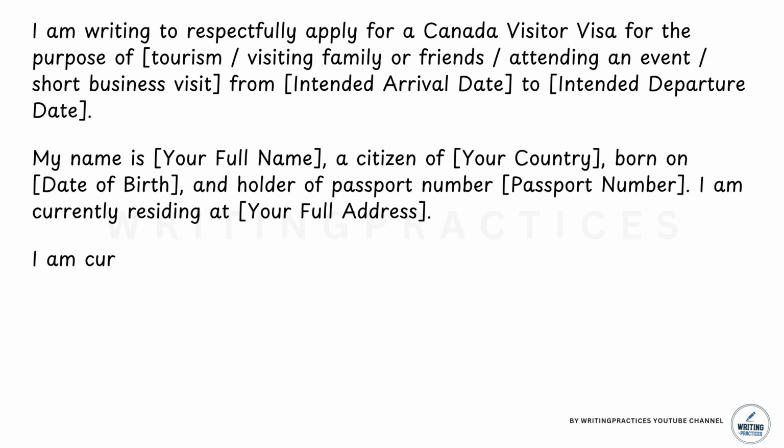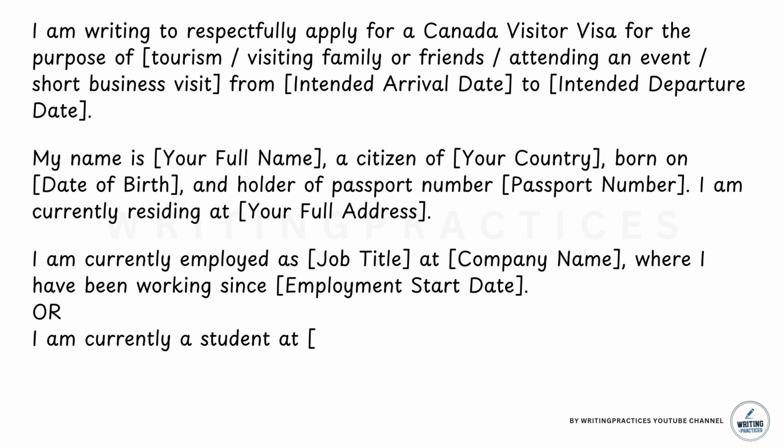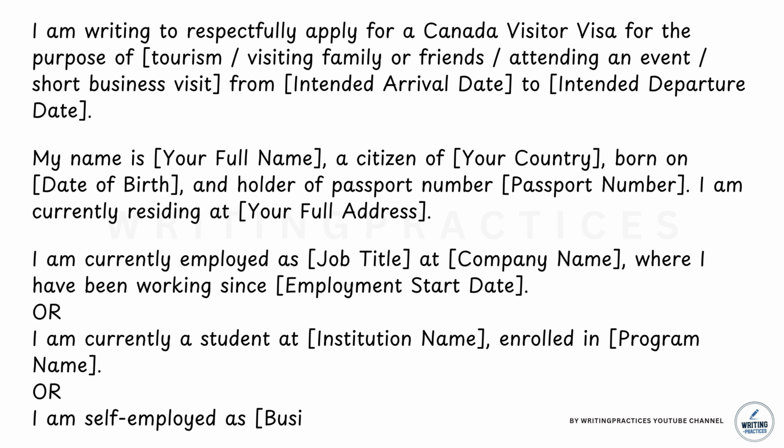Paragraph 3. Employment, study, or business status. Here explain your current professional or academic status. If employed, write, I am currently employed as a project manager at Wilson Consulting Limited, where I have been working since March 2020. If student, write, I am currently a student at the University of Manchester, enrolled in business administration. If self-employed, write, I am self-employed as a graphic designer, operating my own design consultancy. This shows your current commitments in your home country. Choose only the option that applies to your situation.